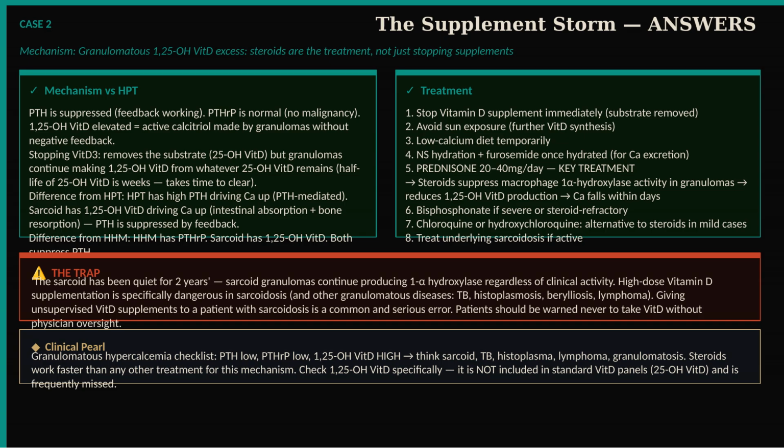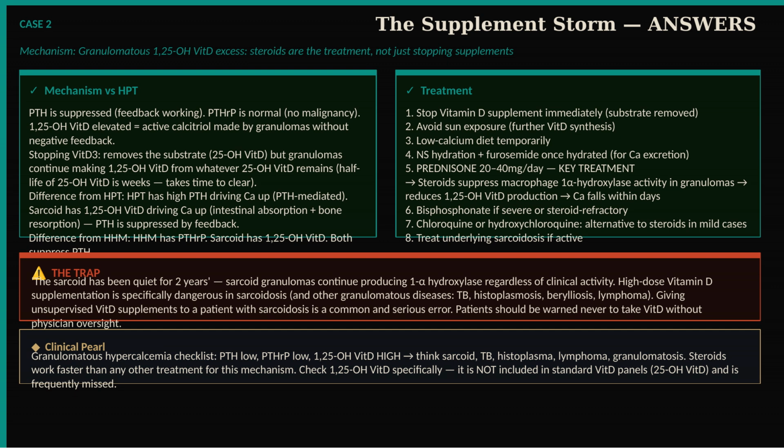Stopping the D3 removes the substrate going forward, but 25-hydroxyvitamin D has a half-life of weeks, so the granulomas keep churning out active vitamin D from the large reservoir already on board. You have to actively shut down the production. How is this different from hyperparathyroidism? In HPT, high PTH drives the calcium. In sarcoid, PTH is suppressed and it's active vitamin D, boosting both gut absorption and bone resorption, doing the work.